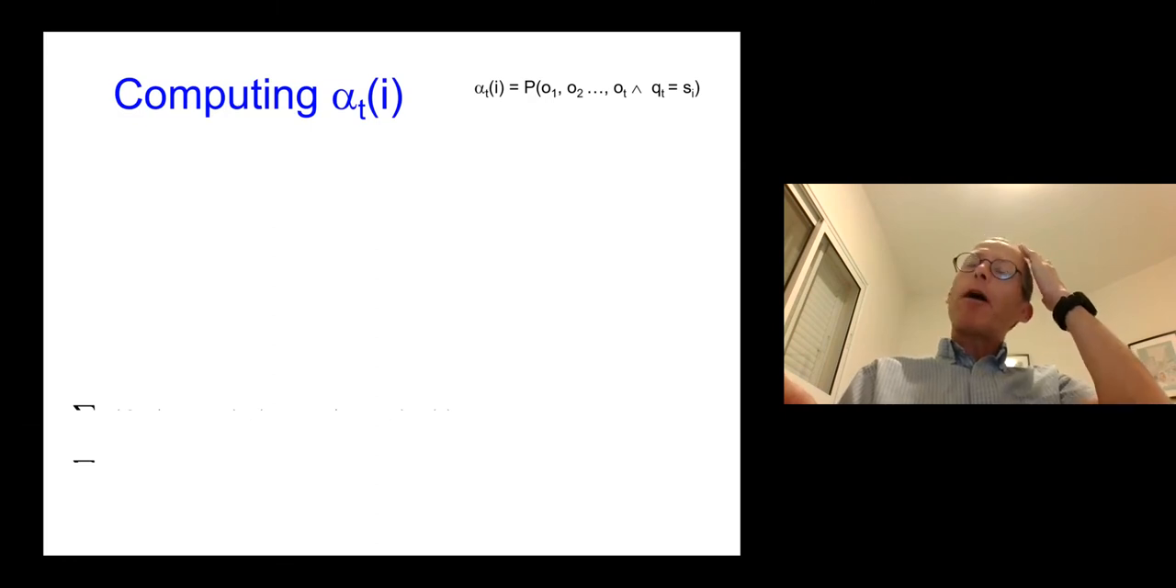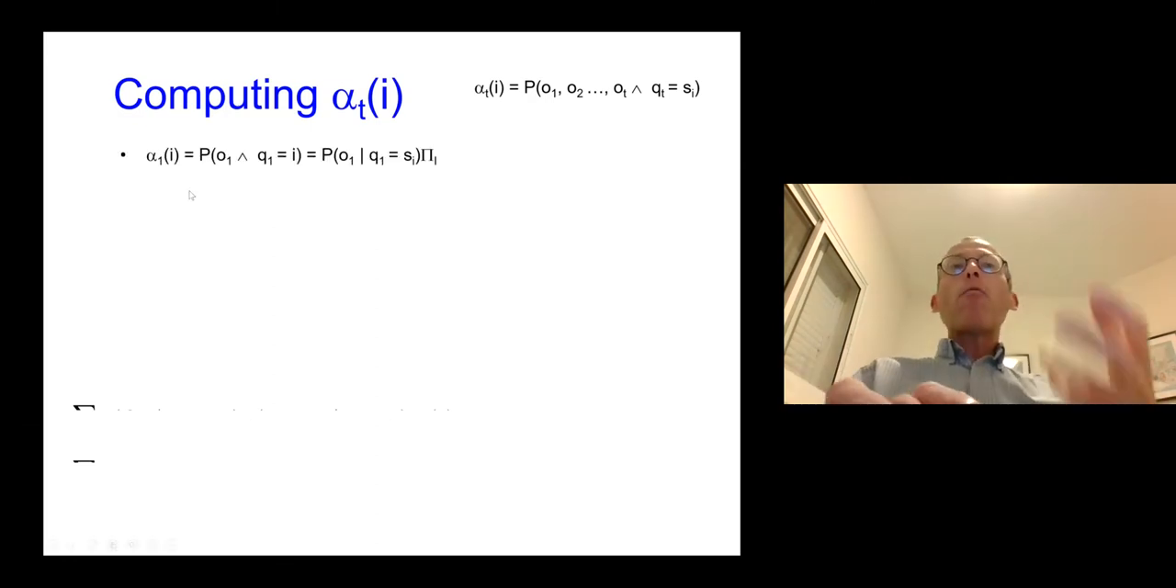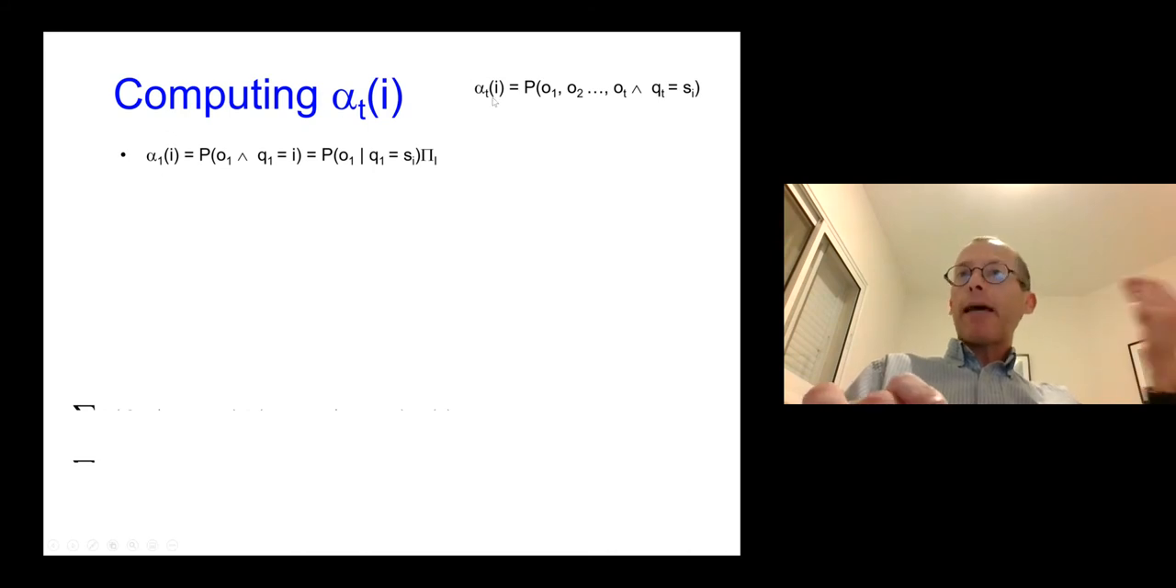As before, we are going to do an induction. Alpha one of I, so t is the time and I is the state. Alpha one of I is defined as the p of O1 and q1 equals I. We can use the chain rule: p of O1 given q1 times p of q1, which is basically the initial probability. This is the emission, so that's easy to compute.